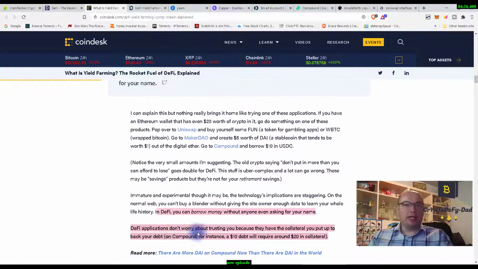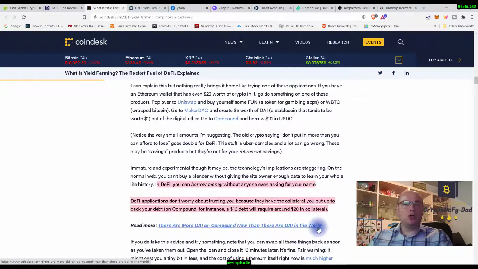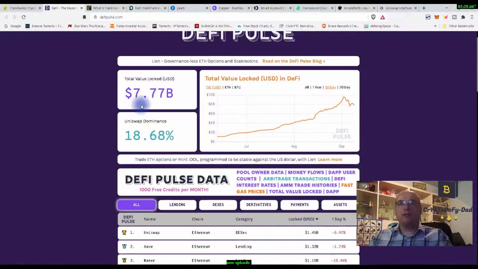In DeFi applications, you are not worrying about trusting anyone because they have the collateral you put up to back your debt. On Compound, for instance, a $10 debt requires $20 in collateral. We have $7.77 billion locked into DeFi projects. Look at this, guys. It's insane.